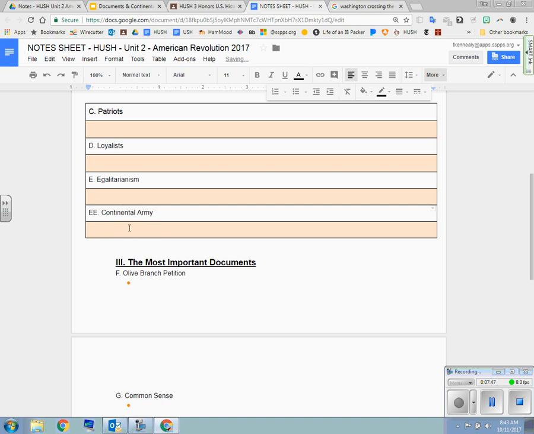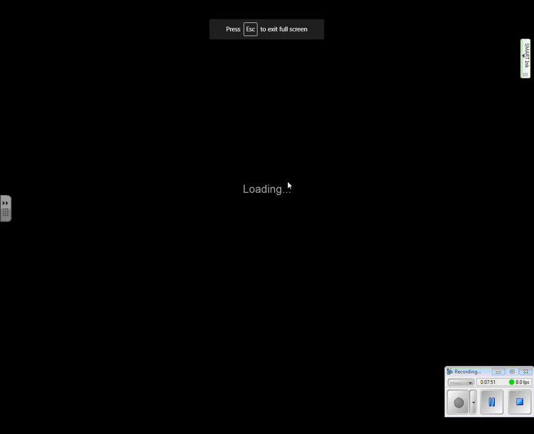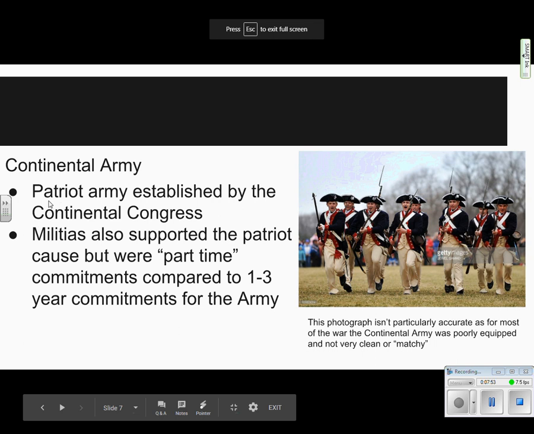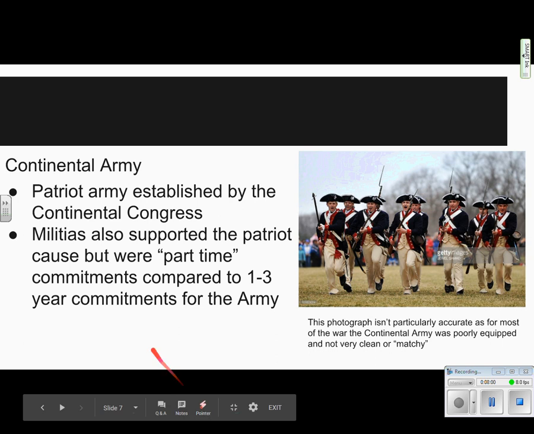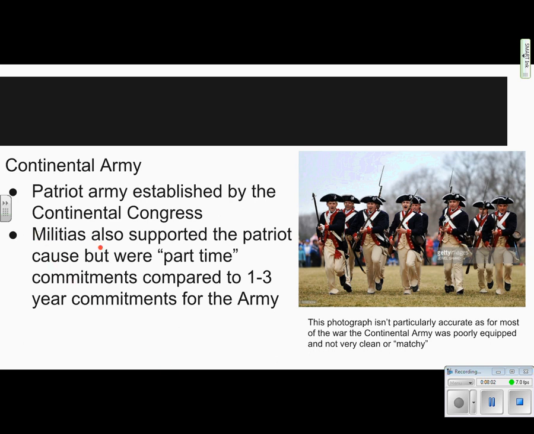We're going to use this term a lot, and I just want to make sure that I've given you the definition to it. It's not a trick. It's not a big deal. It's pretty easy. But the Continental Army is the Patriot Army, the army of George Washington that got established by the Continental Congress. We'll talk more about this, but you also should know that militias also supported the Patriot cause. Militias are these part-time soldiers, but the Continental Army got commitments of 1 to 3 years. So people were full-time soldiers. That was their job. The militias are a little bit different. So what you need to know is the Continental Army is the Patriot Army.